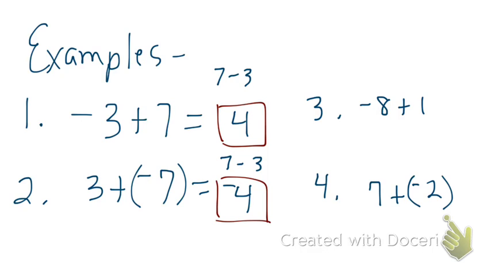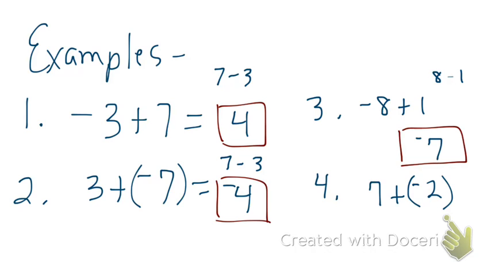and then check your answers. Alright, with -8 plus 1, we're going to take 8 and 1 and subtract them. We get 7. And we want to use the sign of the bigger number. That would be the negative. So our answer is -7.